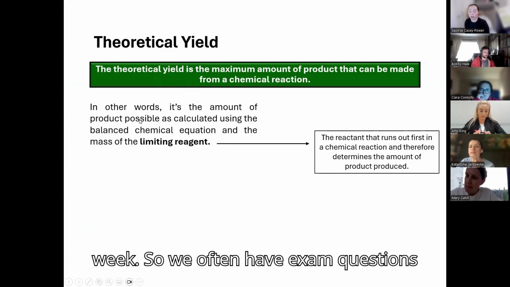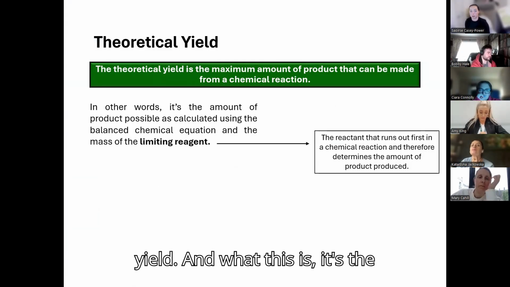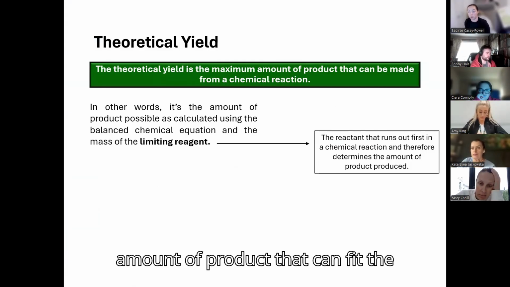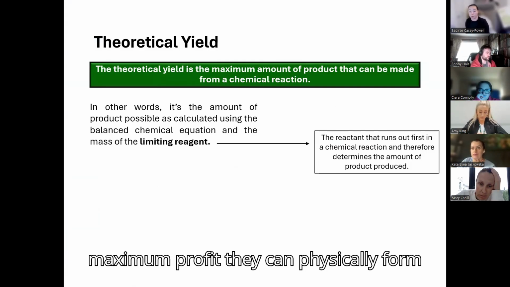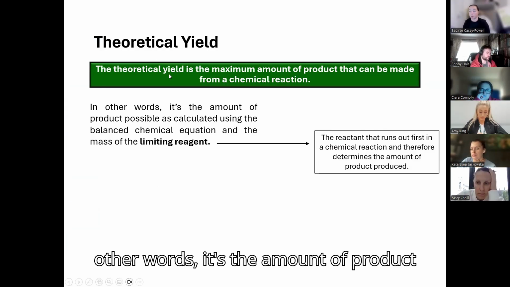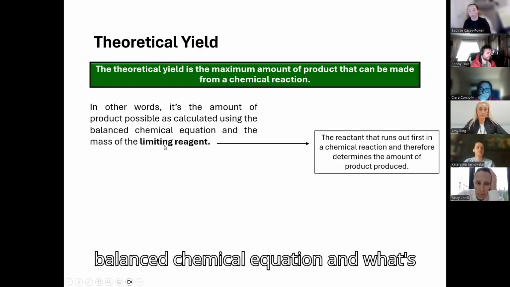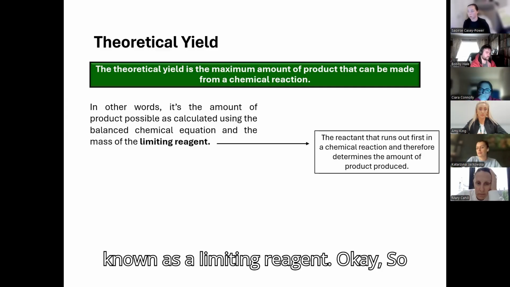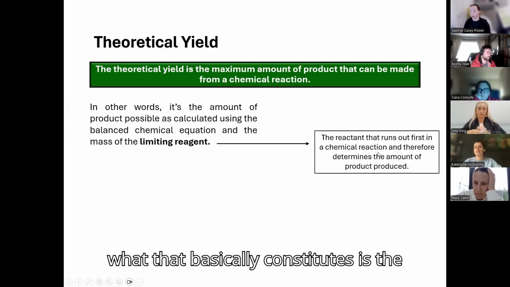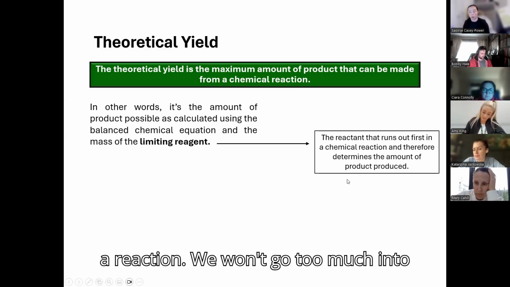So we often have exam questions based on what's called the theoretical yield. What this is, it's the maximum amount of product that can physically form from a chemical reaction. So in other words, it's the amount of product possible as calculated using both your balanced chemical equation and what's known as a limiting reagent.